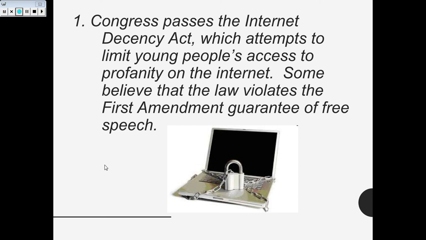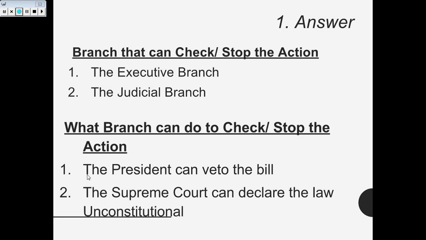Okay, let's move forward and take a look at this. So the branches that can stop or check the action would be the executive branch and the judicial. What the branch can do to check or stop the action would be the president could veto the bill. Also, the Supreme Court could declare the law unconstitutional. So those are just a couple of hypothetical things that could happen.